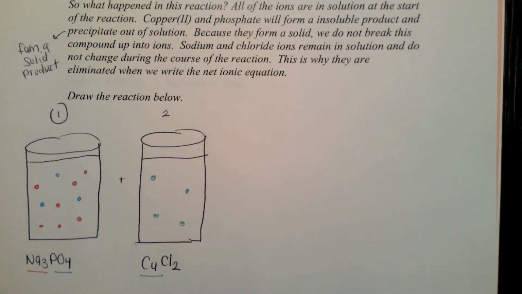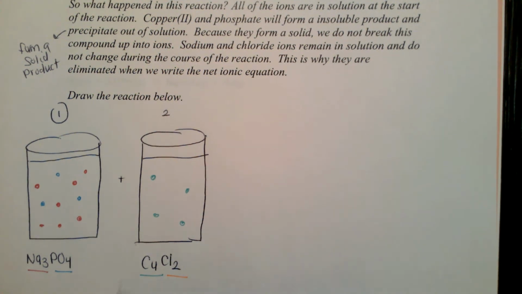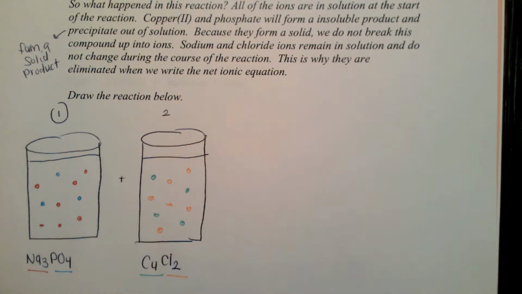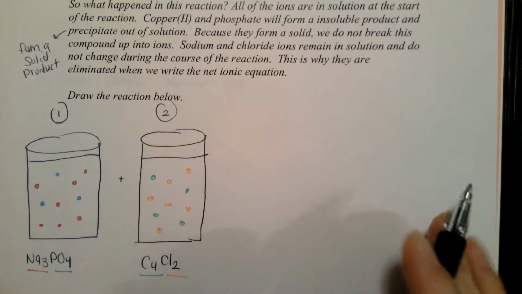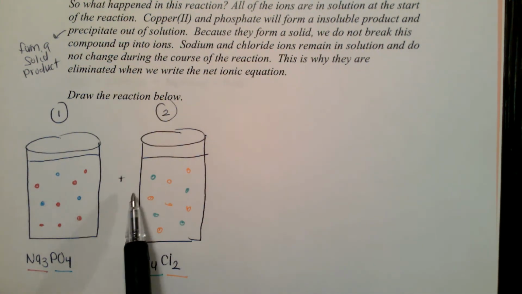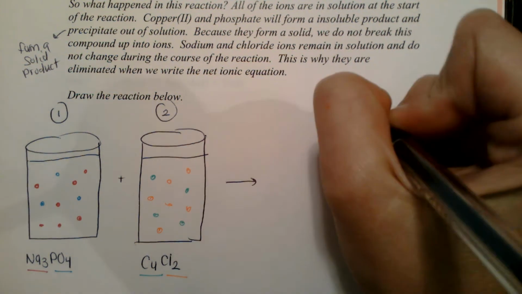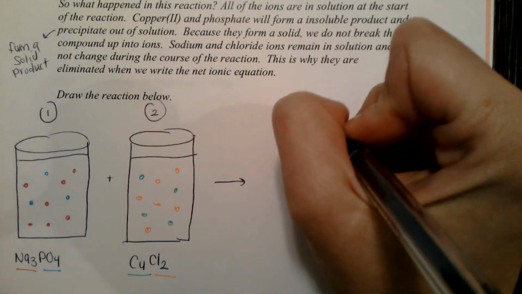And we'll make the chloride this orange color. Okay, so to start, ions in solution, so I drew them as little dots here. So they're in 2 separate containers. So when we initiate the reaction, we pour these 2 together. So this will be our products.